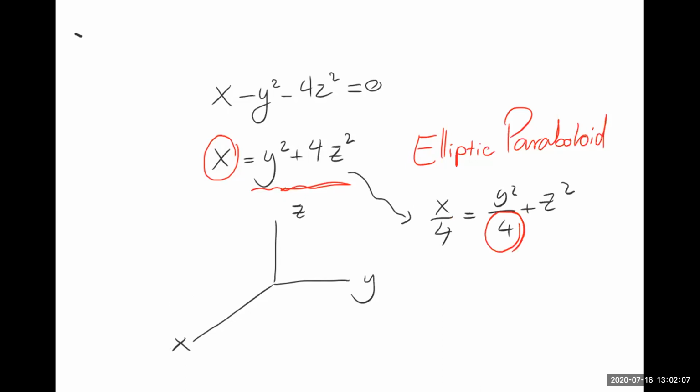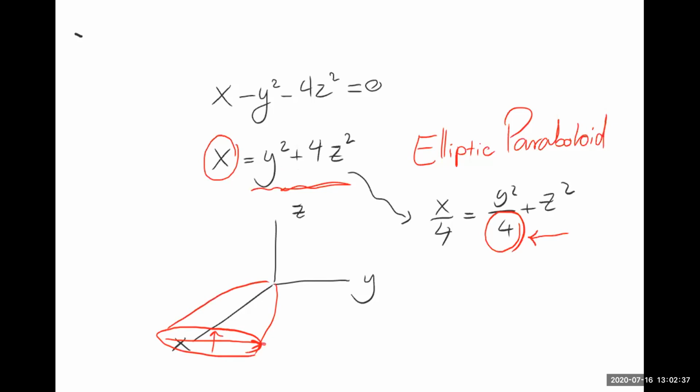No, it's not a saddle. Remember, in the saddle, one should be positive, one should be negative. If it was y squared minus z squared, it would have been a saddle. When it's plus, it's an elliptic paraboloid. So it would be more extended in the direction of the variable which has the larger denominator. So here y squared. So it would be more extended in the direction of y rather than z. So it would be something like that.